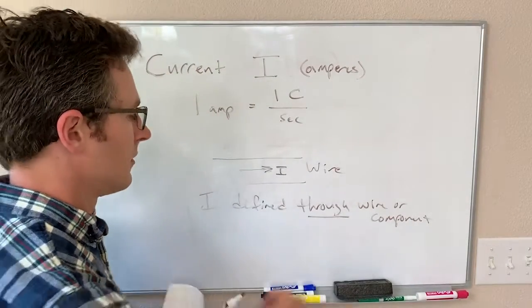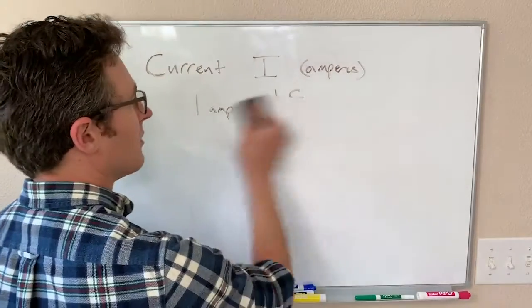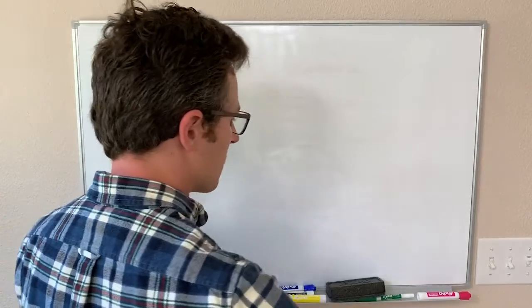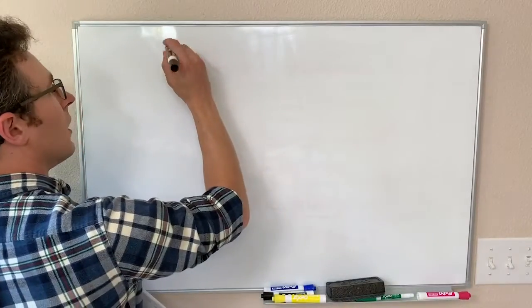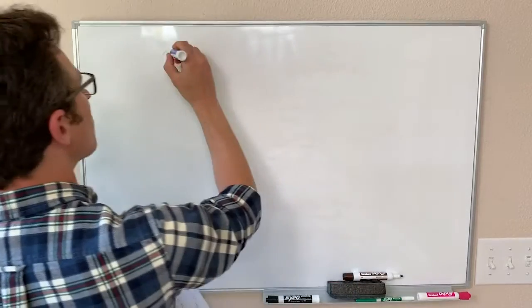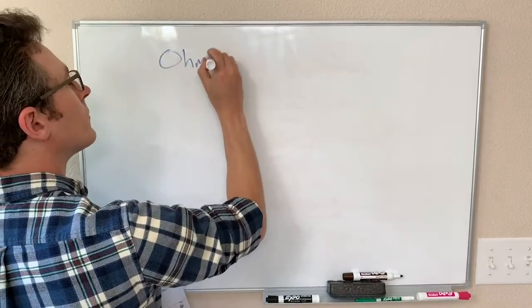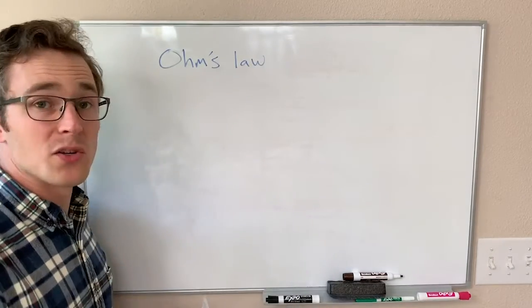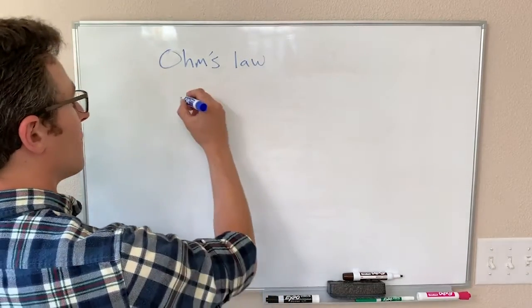All right, lastly, we've talked about current, we've talked about voltage. We should talk about I think the easiest equation that has both of them in it, and that is Ohm's law. I'm going to switch pens here. So Ohm's law applies only to resistors. We'll talk more about resistors later.